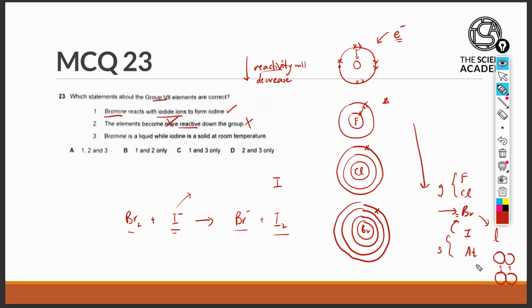Therefore, iodine, which has the largest atom, will form the largest diatomic molecule, and between the molecules, there will be the stronger intermolecular forces of attraction. These are the attractions that will be broken due to heating. Therefore, bromine is going to have a lower melting point than iodine and exists as a liquid at room temperature, while iodine stays as a solid. Therefore, options 1 and 3 are correct, leaving C as the correct answer.